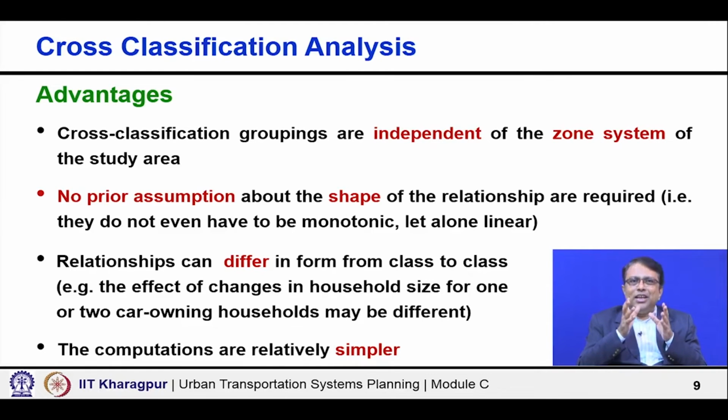Okay. So, that kind of great advantage we can get from use of cross classification analysis. Third, relationships can differ in form from class to class. That means the effect of change in, say, household size for 1 or 2 car owning households may be different. The curves, whatever you plot, 1 car, 2 car, 3 car, are not just parallel lines.